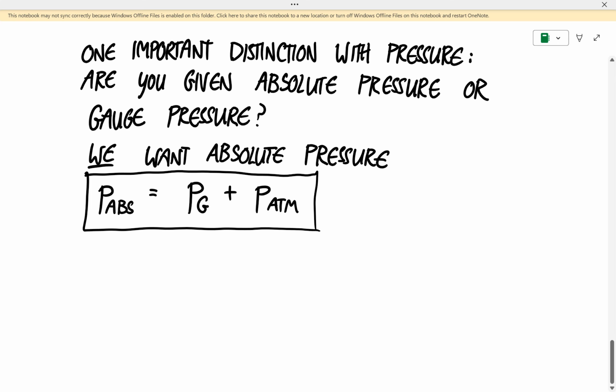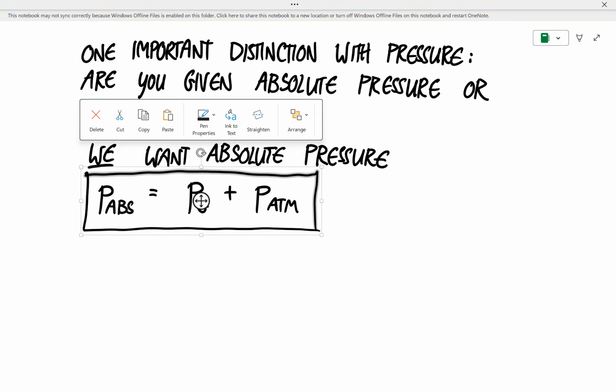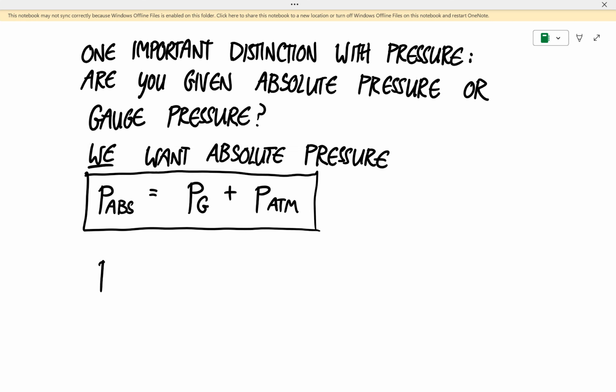Okay, so let me just give you the standard atmospheric pressure, which is about 1.01 times 10 to the fifth pascals.